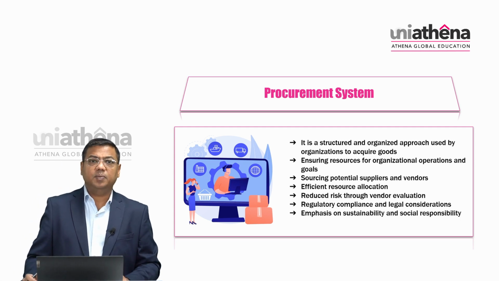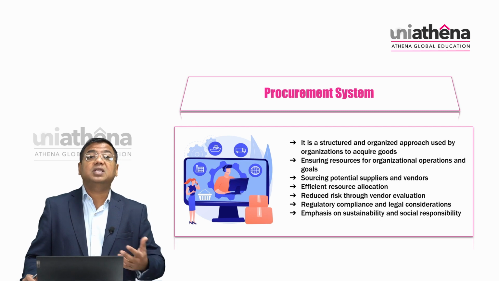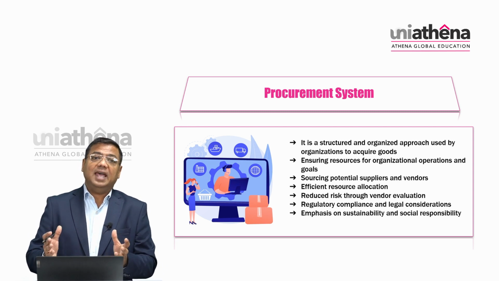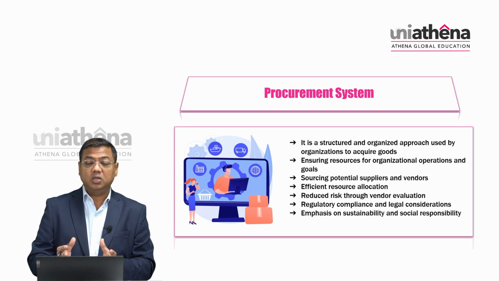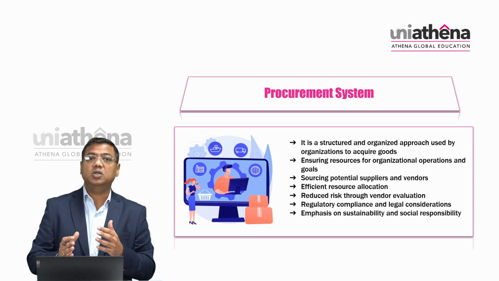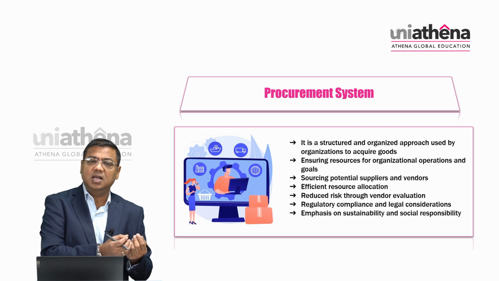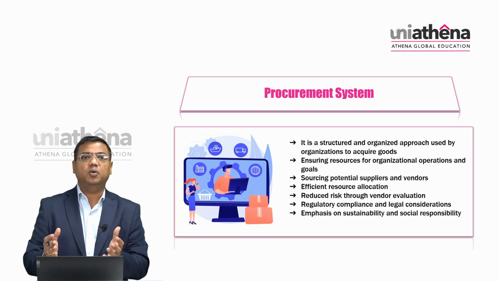Why do I need to evaluate my suppliers? Because I need to ensure that I'm getting it at the right price and the right quality. Why do I need to care about sustainability in the organization? Because that's what my customer wants. So a procurement system is an all-encompassing system that actually looks at various ways and means to ensure that what you buy for your organization is within the framework of your procurement system.